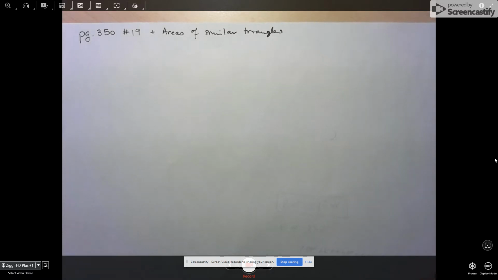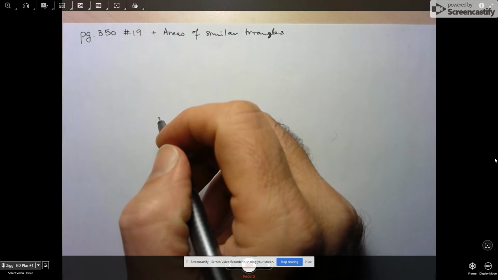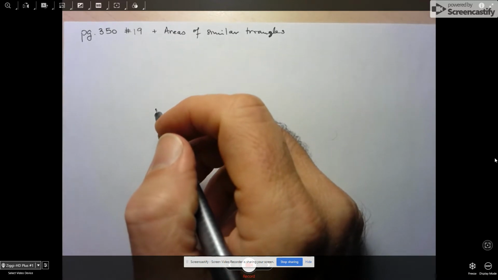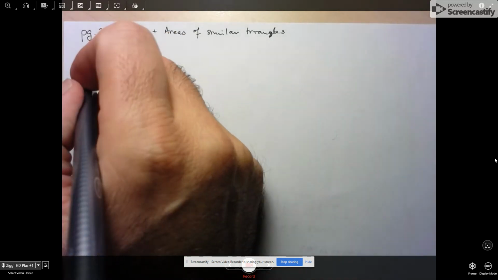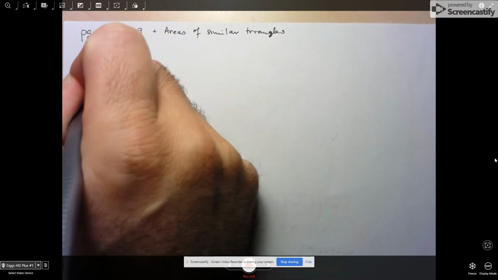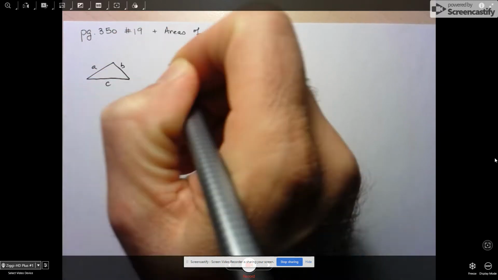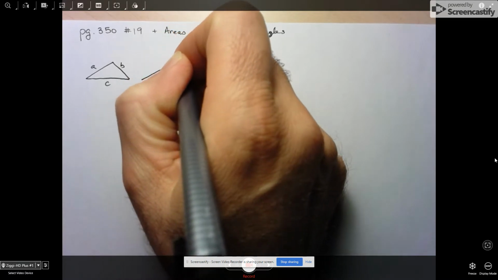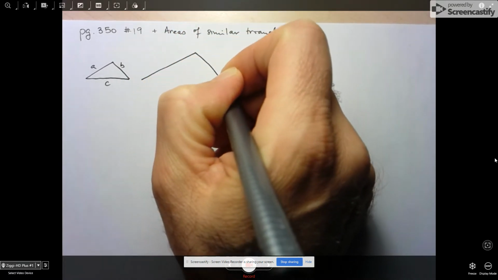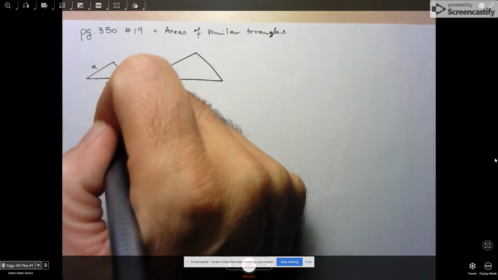Hi, folks. We're going to take a look at page 350, number 19, and another question that was set for homework, which had to do with the relationship between the areas of two similar triangles. What it asks you to do is to take two triangles with a factor of k between them. So if I have, say, triangle A, B, C, and then I have a similar triangle whose factor between the corresponding sides is equal to k.